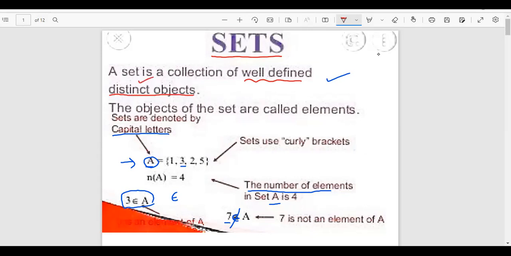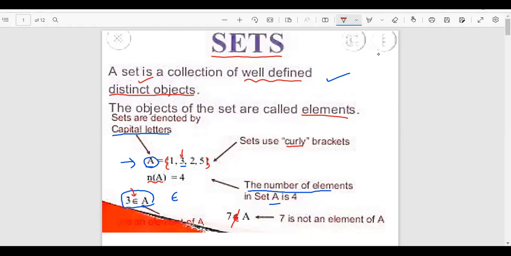Then how do we write down sets? We write down the elements. We call them elements, and we write them down in curly brackets. This is the notation used to define the number of elements in that set. This is the symbol that shows belongs to. Since 3 is there in A, we can write it as 3 belongs to A. Since 7 is not there in A, we can write it as 7 does not belong to A, right?